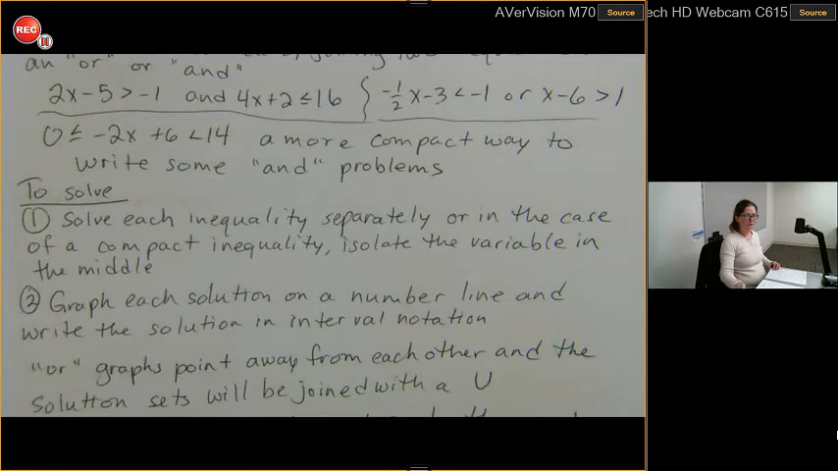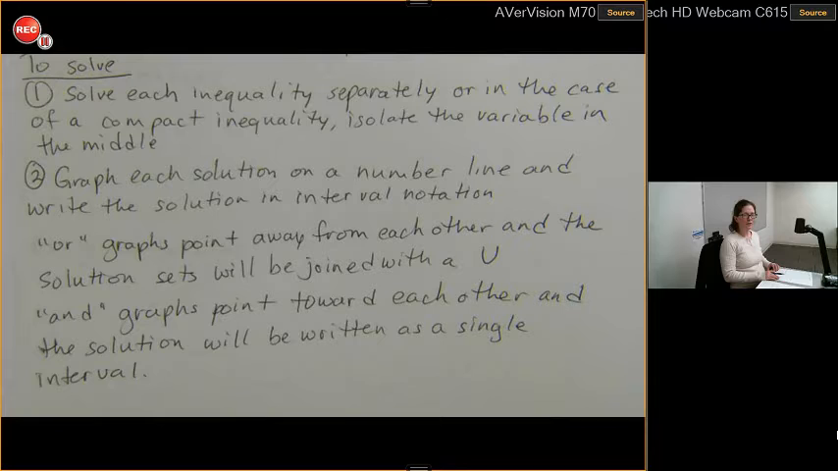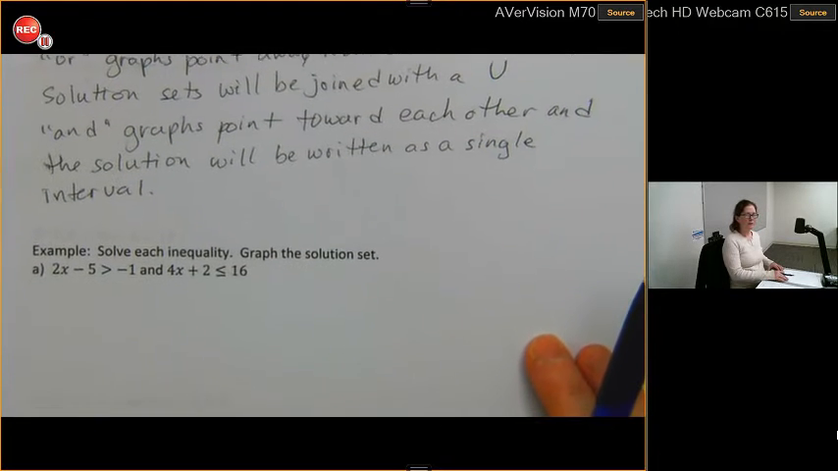Just a couple of extra notes. When we have the "or" inequality graphs, they point away from each other and the solution sets will be joined with a union symbol. When we have the "and," the graphs point toward each other, and the solution will be written as a single interval. So, some problems to solve.